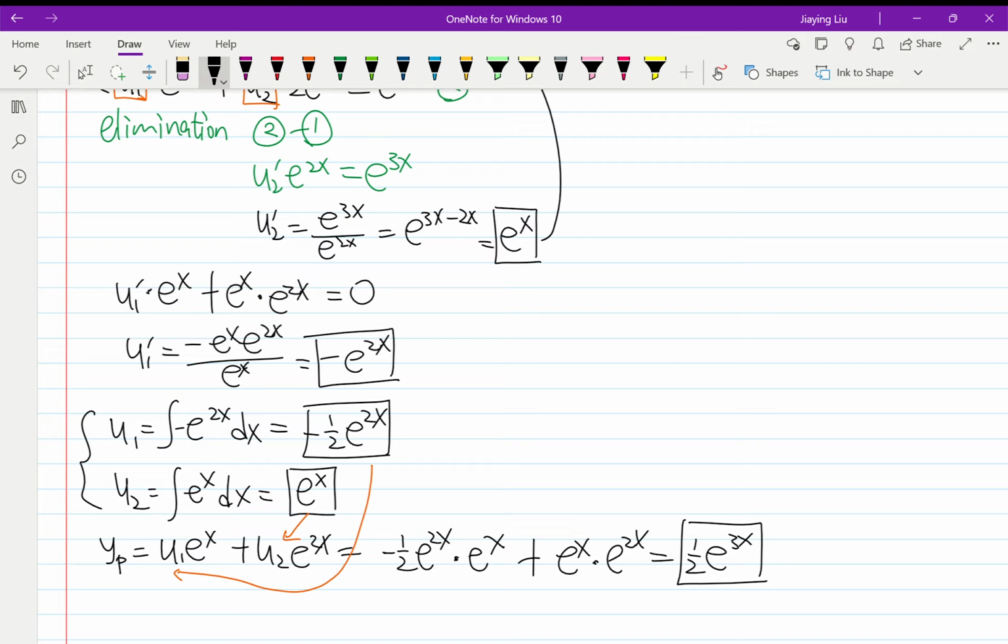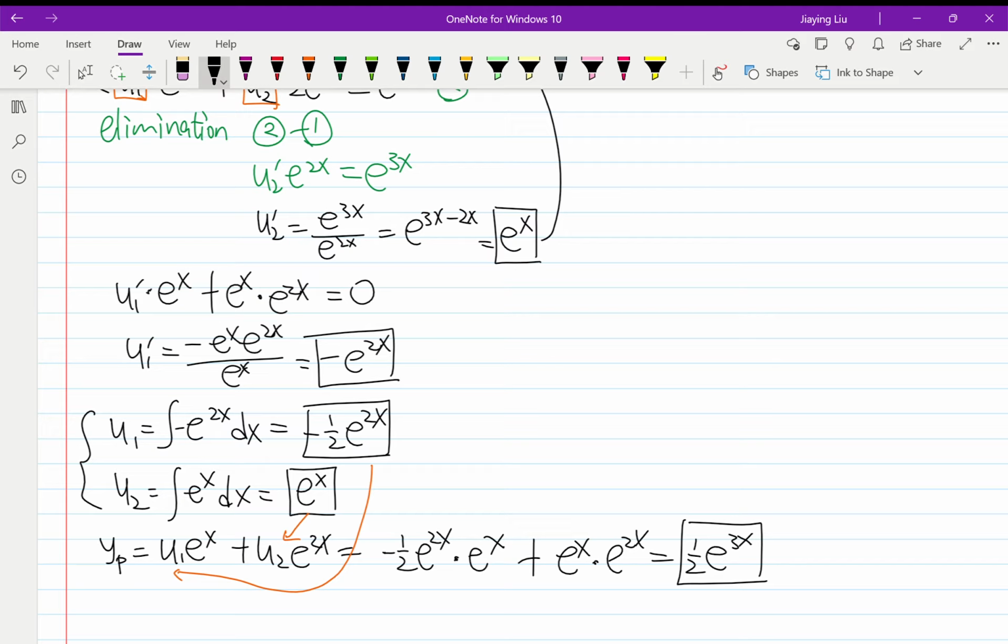Which, if we use the undetermined coefficients, by assuming yp equals A e to the 3x, we just end up with the same at the end. It's actually a lot faster that way. But as a practice, I just want to show you they give you the same at the end.